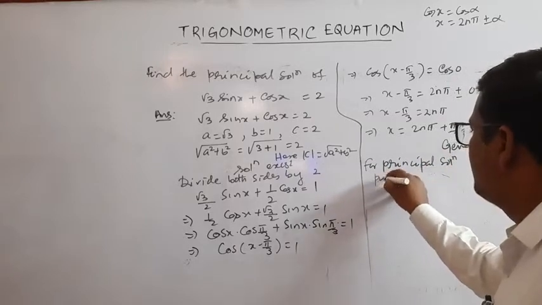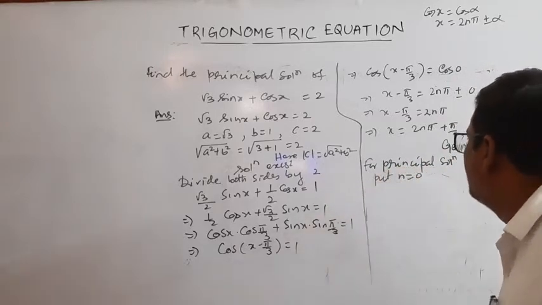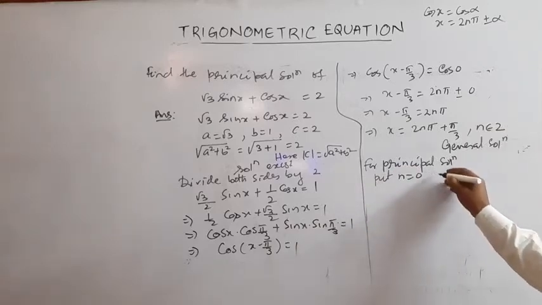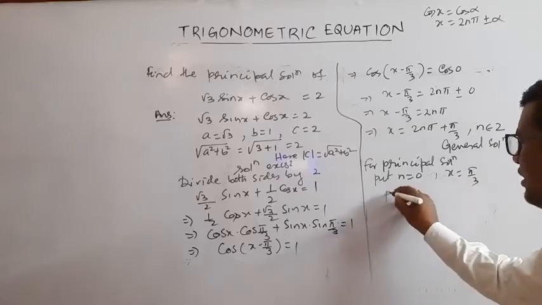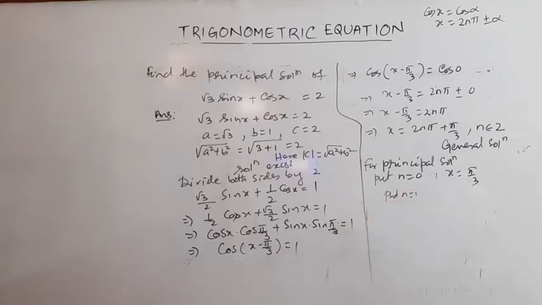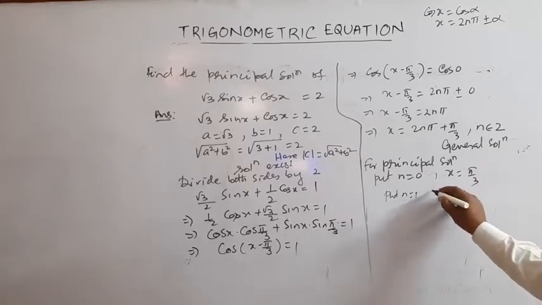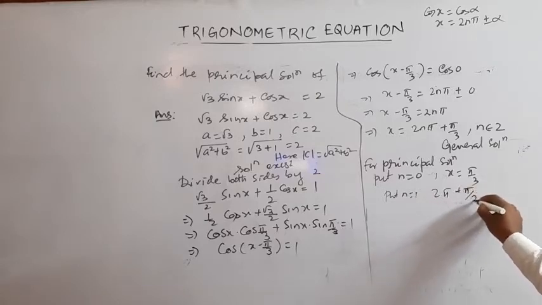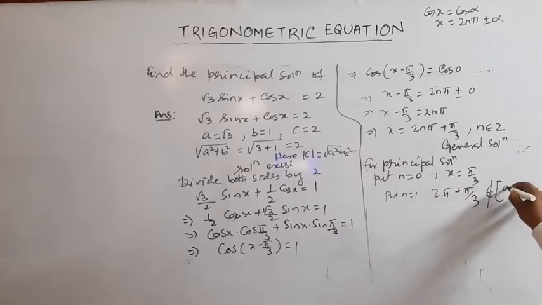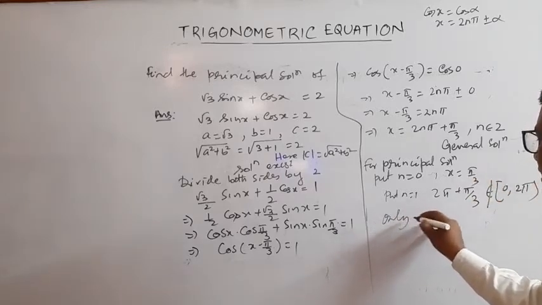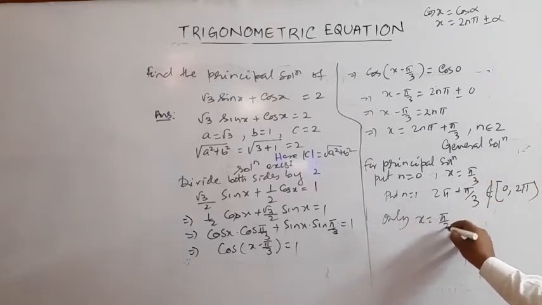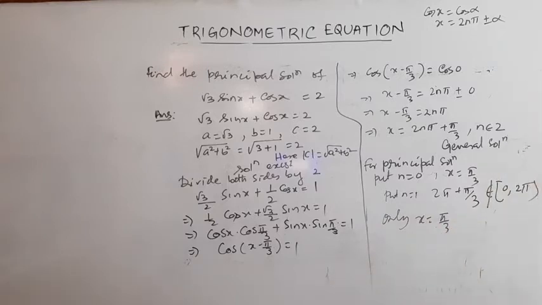put n is equal to 0. So x is equal to pi by 3. Put n equal to 1. That is 2 pi plus pi by 3, which does not belong to 0 to 2 pi. So only x is equal to pi by 3 is the principal solution.